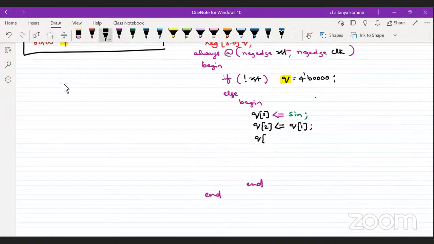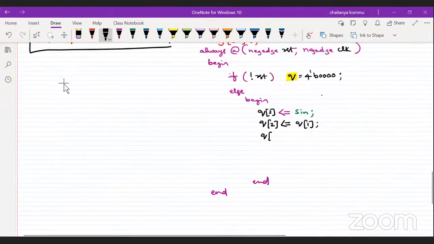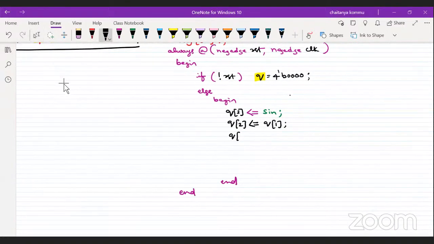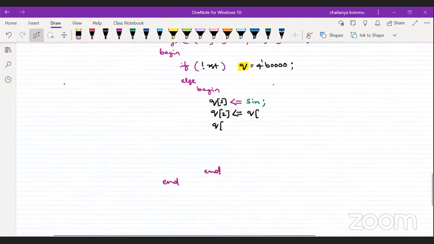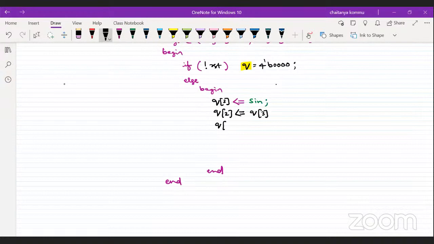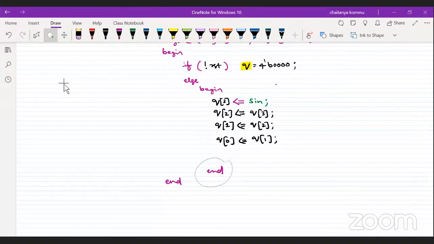Okay. Similarly, Q of 2 is assigned by Q of 3, right? It's Q of 3. Q of 1 is assigned by Q of 2. Okay. Q0 is assigned by Q of 1. Okay, this is how the shifting has been performed.